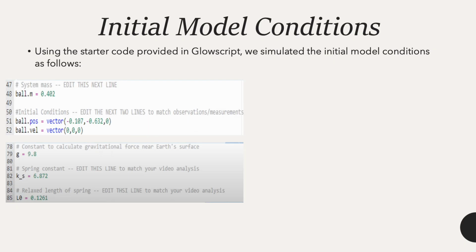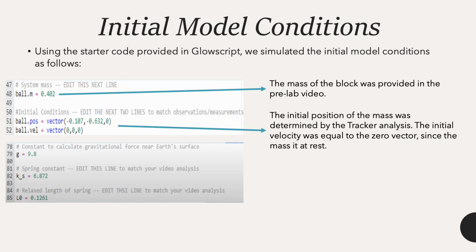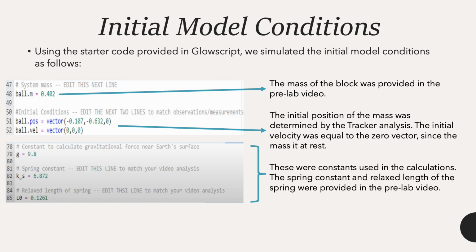Using the starter code provided in GlowScript, we simulated the initial model conditions as follows. The mass of the block was provided in the pre-lab video. The initial position was determined by the first data point in the tracker analysis. The initial velocity was equal to the zero vector since the mass was released from rest. These were constants that were used in the calculations. The spring constant and the relaxed length of the spring were provided in the pre-lab video, and 9.8 is the gravitational constant close to the Earth.